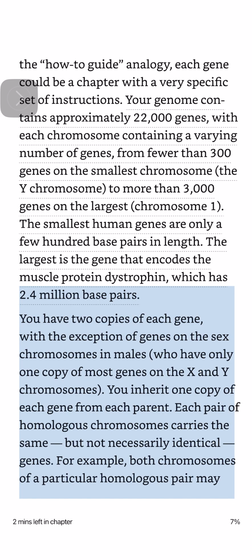You have 2 copies of each gene, with the exception of genes on the sex chromosomes in males, who have only 1 copy of most genes on the X and Y chromosomes. You inherit 1 copy of each gene from each parent. Each pair of homologous chromosomes carries the same, but not necessarily identical, genes. For example, both chromosomes of a particular homologous pair may contain a gene that controls hair color, but one can be a brown hair version of the gene and the other can be a blonde hair version of the gene. Alternative versions of genes are called alleles.